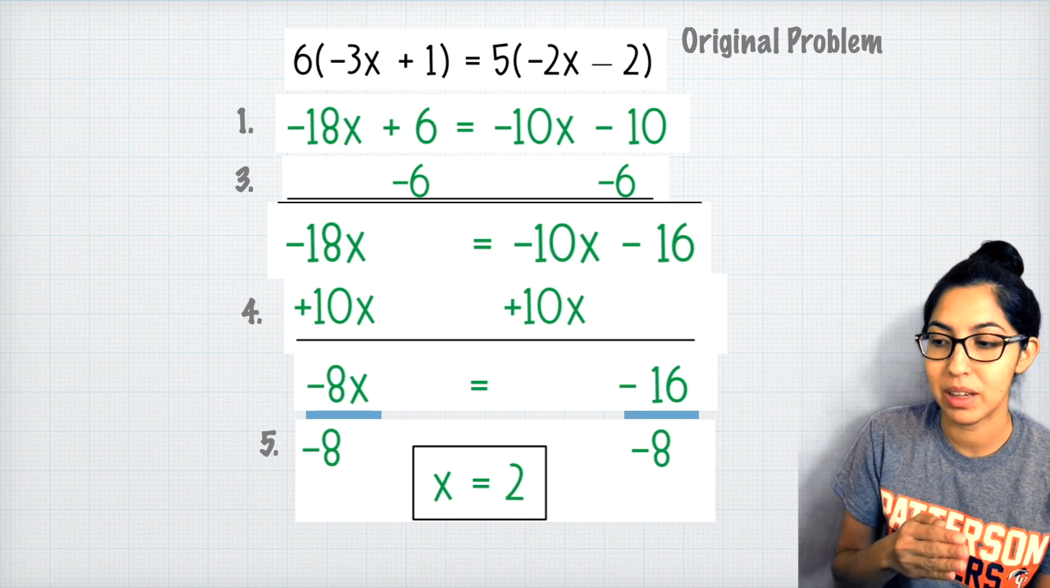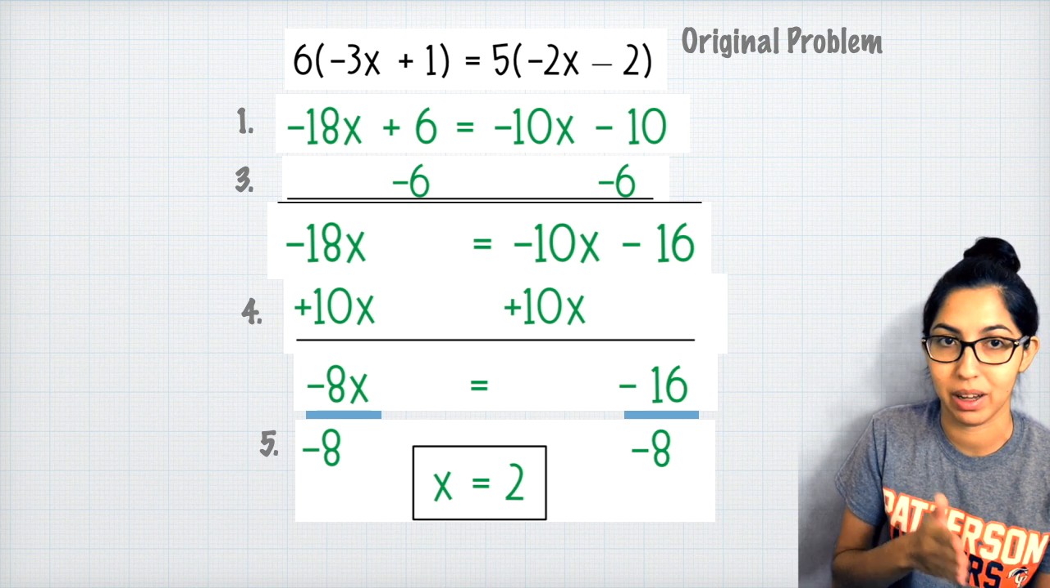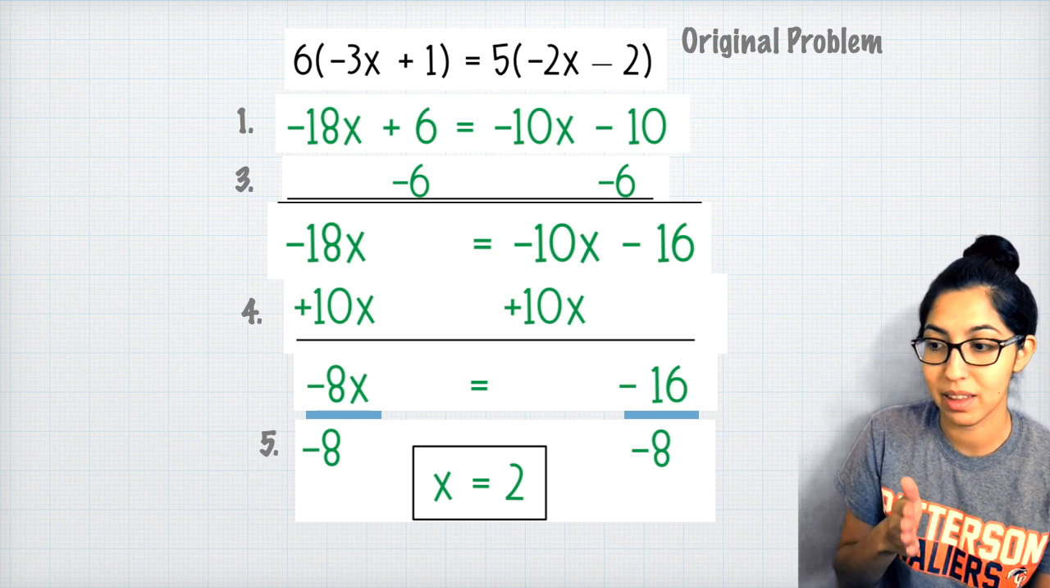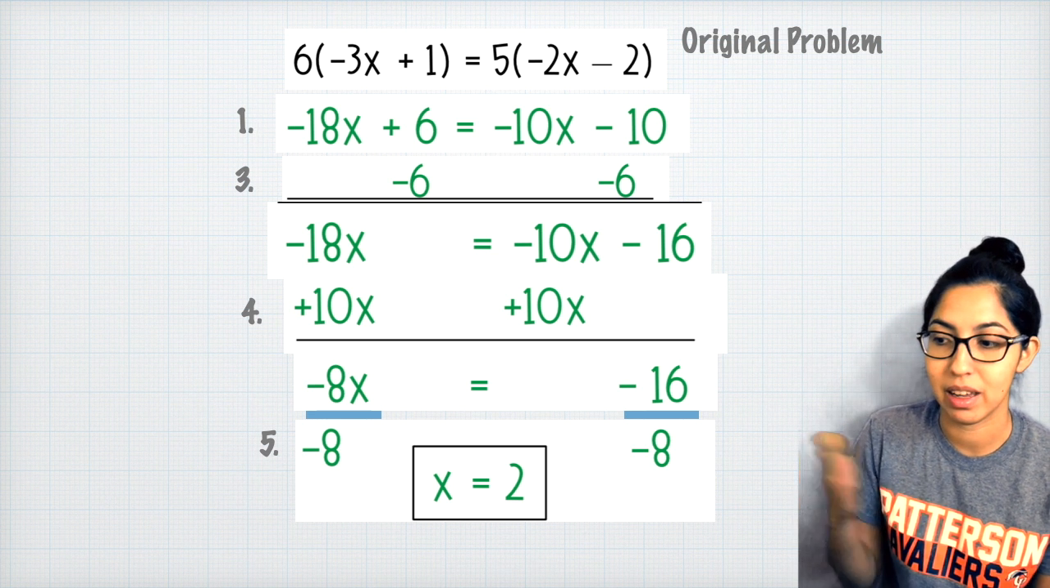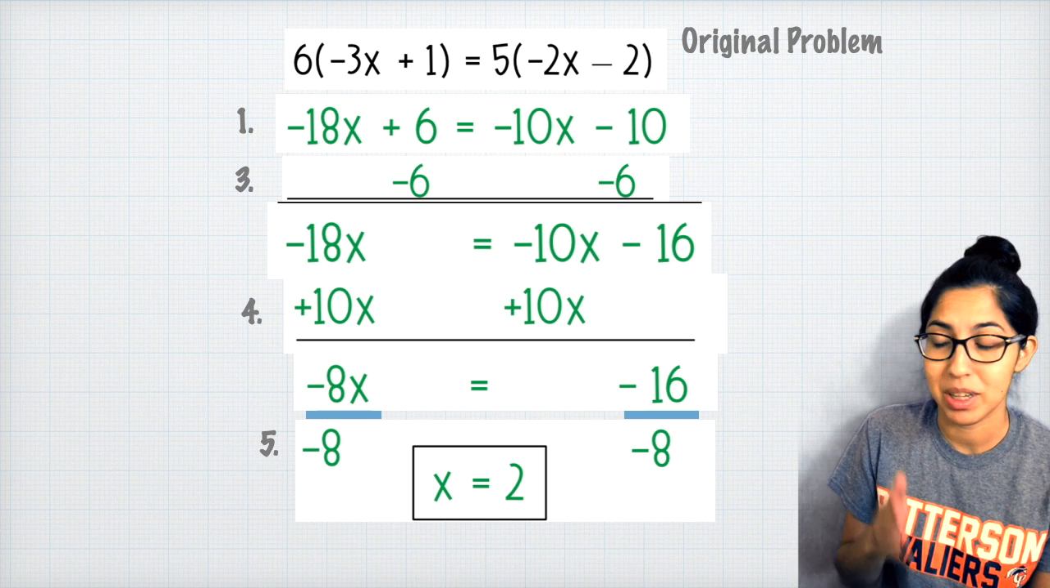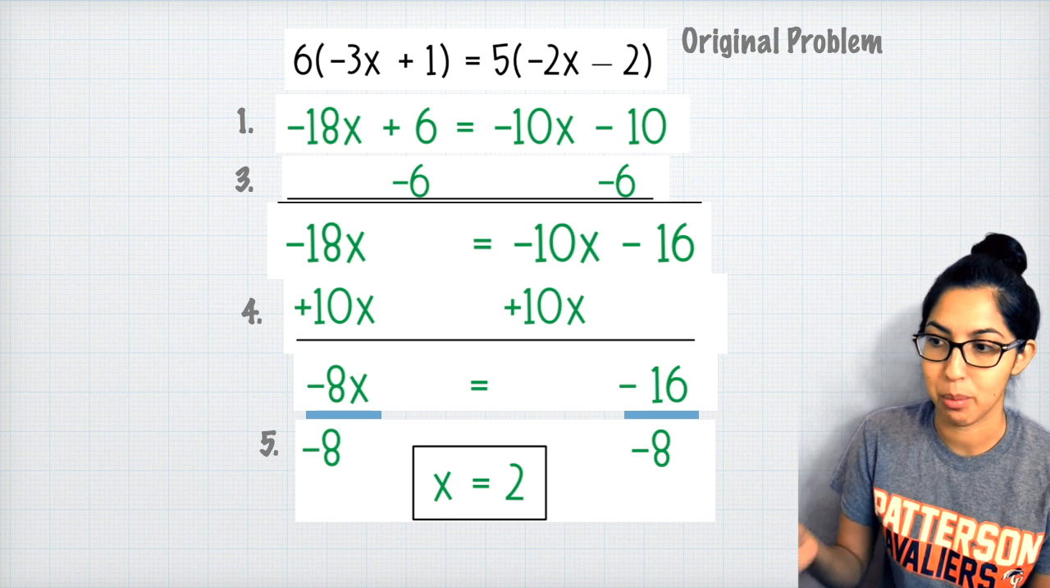Really important, you want to make sure that you always divide by the sign and the number. I've seen a lot of people leave off that negative and then they end up with the wrong answer. So make sure you're taking the sign with the number.